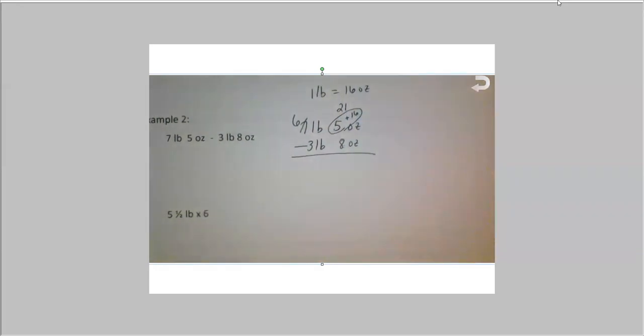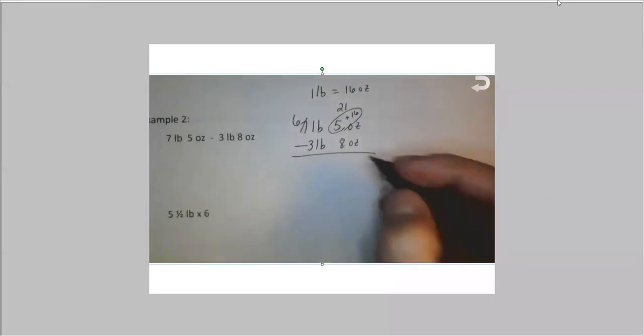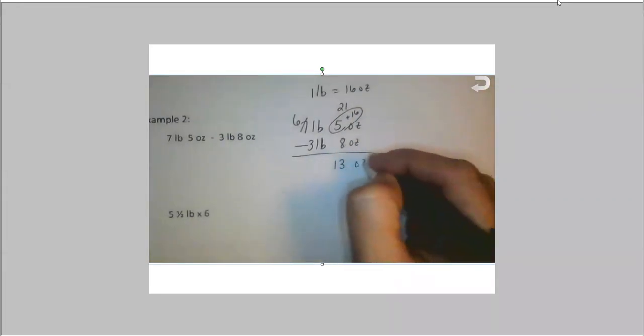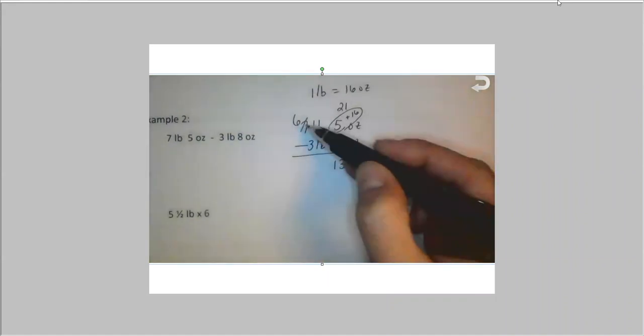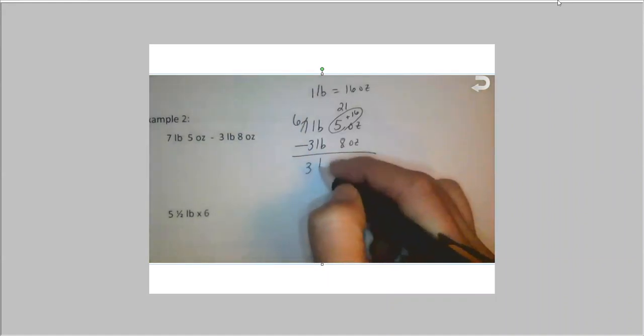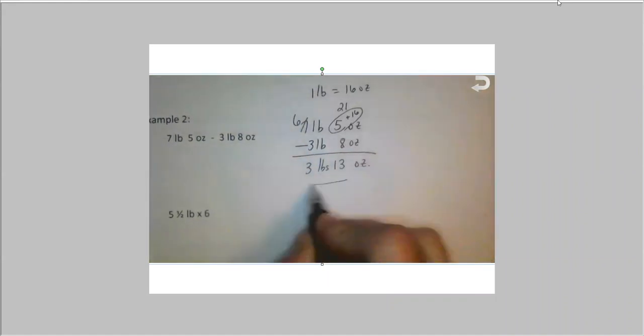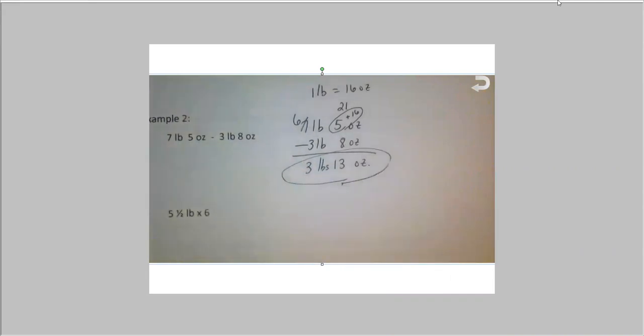21 minus 8 will be 13 ounces. 6 minus 3 is 3 pounds. So that's my final answer there.